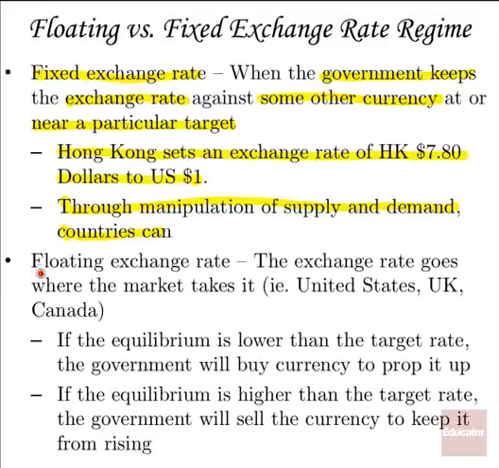Now, what are floating exchange rates? Floating exchange rates is exactly what it is. It floats anywhere supply and demand takes it. So this is an exchange rate that goes where the market takes it. For example, the United States, UK, Canada. China notoriously is not on this list. Maybe they're a little bit too scared to see where the market is going to take its currency. So China actually expends a lot of its energies manipulating the markets to get the currency to where it wants to get it at.